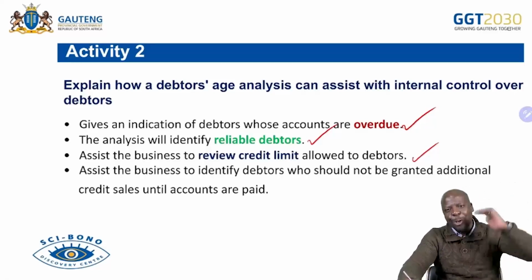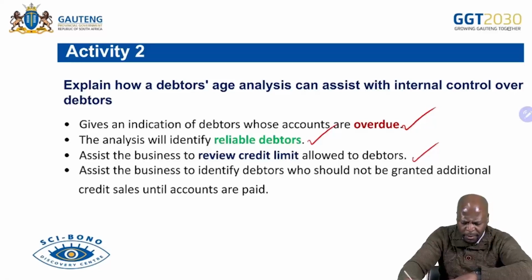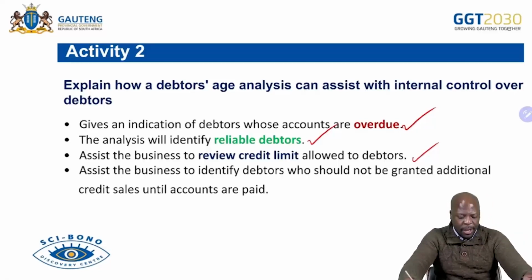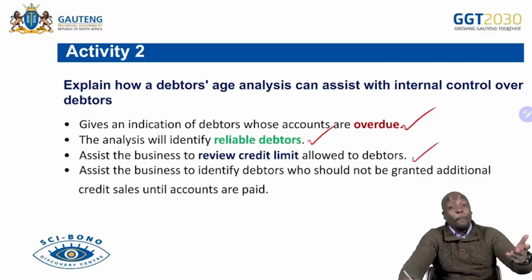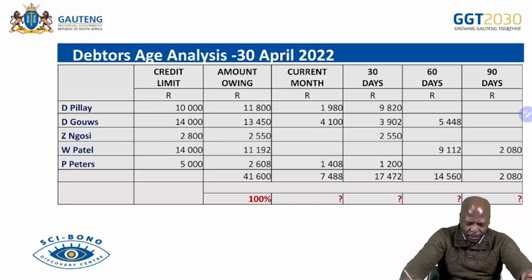Should we increase or should we decrease their credit limit? It assists the business to identify debtors who should not be granted additional credit sales until accounts are paid. So we simply say, okay, your account at the moment is temporarily suspended, frozen, so to say, until you pay off your account. Then we can resume selling to you on credit. That will be identified from the debtors age analysis.